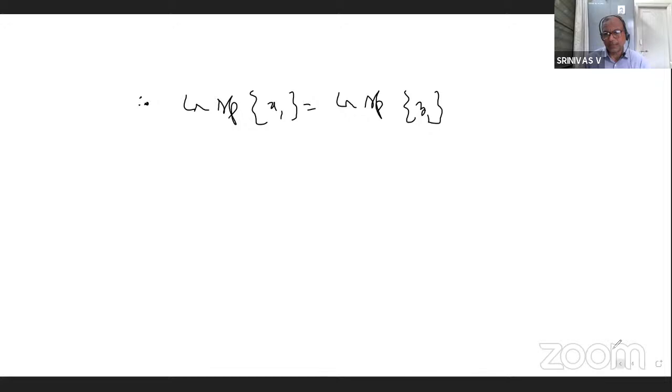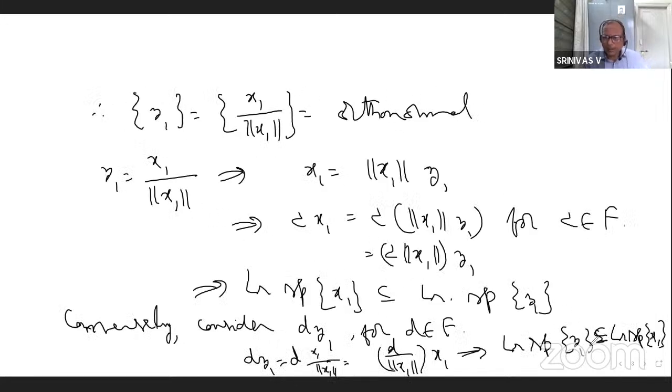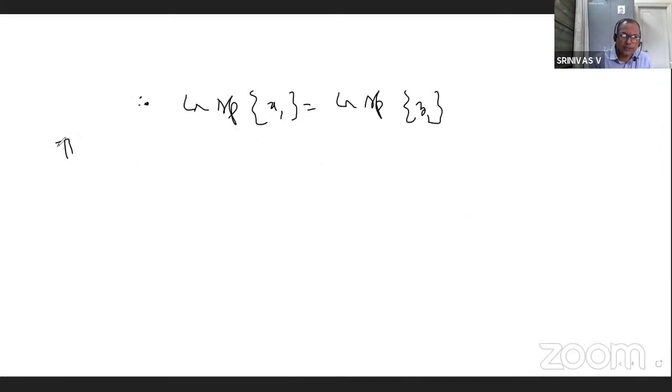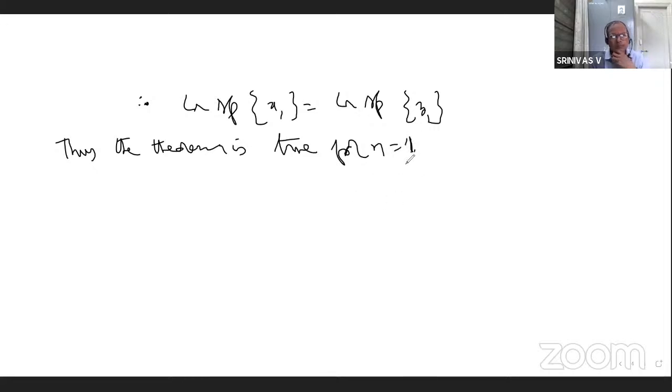Therefore, linear span of singleton x1 is equal to linear span of singleton y1. Okay. So we showed that singleton y1 is orthonormal and also that the linear span of x1 is equal to linear span of y1. Means the theorem is true. Thus the theorem is true for n equal to 1. Okay. Now we'll show how we can construct another orthonormal vector with the help of y1. Okay. And then we'll go for the induction hypothesis.